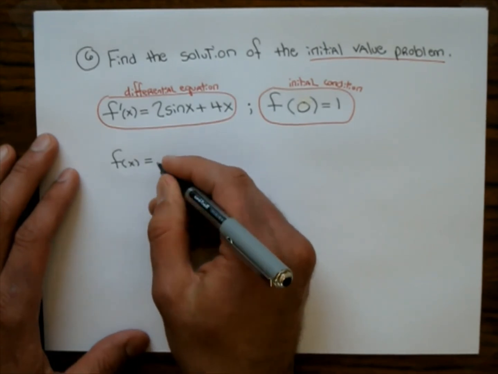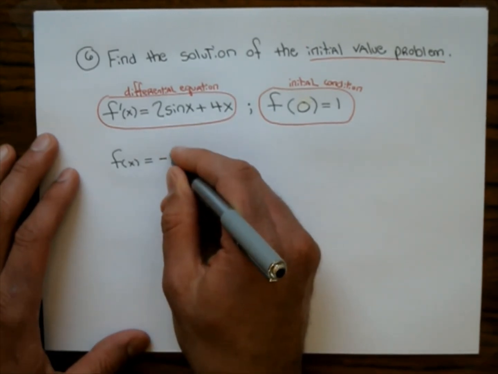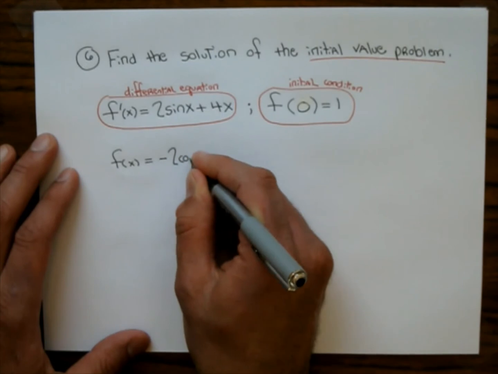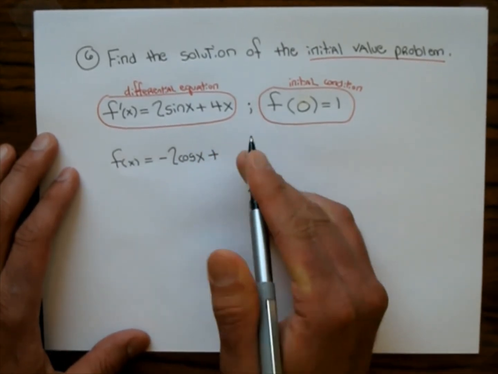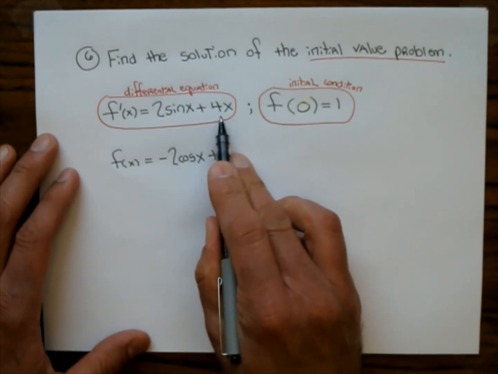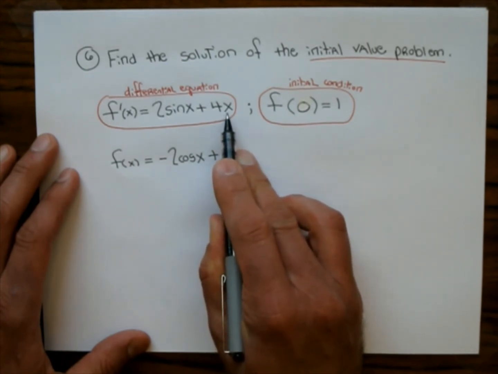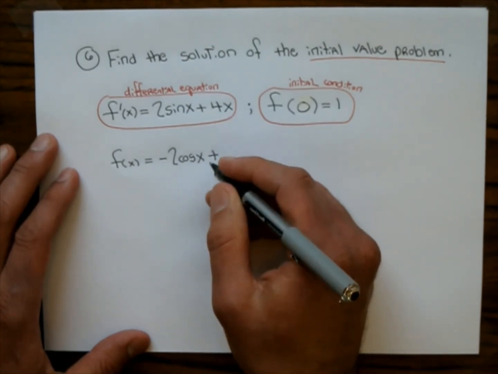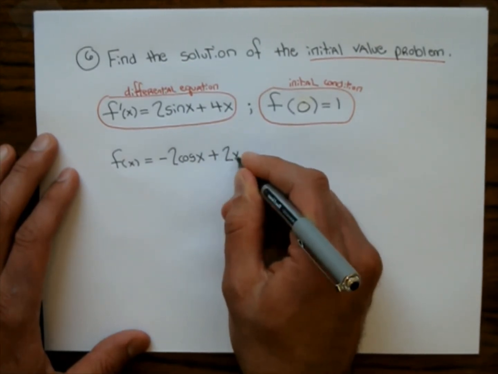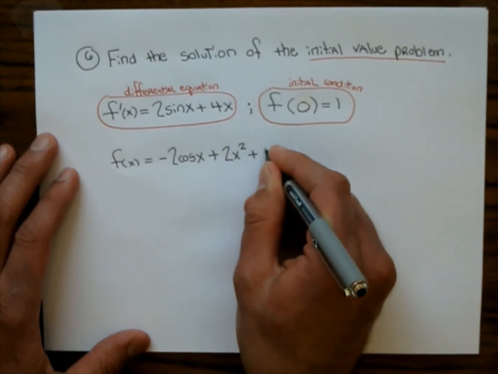So I have negative 2 cosine x plus the antiderivative of 4x. This would be x squared over 2. So it's really going, the 2 and the 4 are going to cancel a little, and you're going to get 2x squared plus the constant.